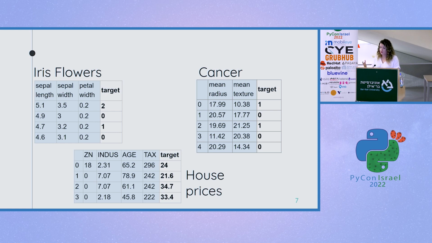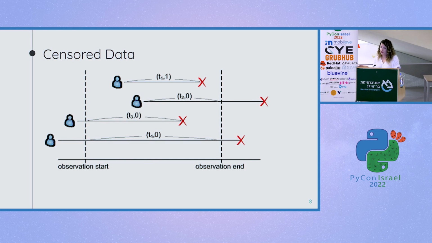It can be biological measurements like cancer, tumor radius and texture, and the target can be whether it's benign or malignant. And we can talk about house prices, where the target is the price of the house. When we are talking about predicting events, or predicting death, or predicting churn of clients, we're actually talking about data and its timeline.